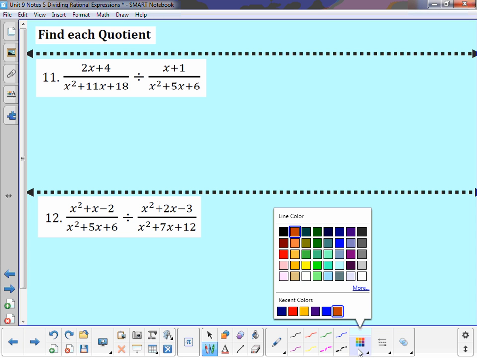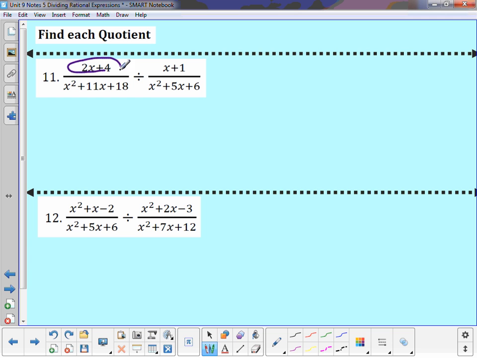So I'm going to go ahead and I'm just going to factor things. Factoring is a very, very important skill for what we're doing here today. So between 2x plus 4, we can take out a 2. And then we're left with x plus 2. On the bottom, we want to factor this. So we want to think what multiplies to 18 and adds to 11. Well, that's going to be x plus 9 and x plus 2.